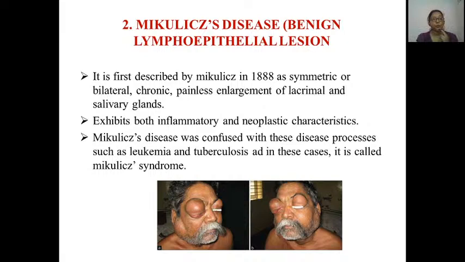The second autoimmune disorder is Mikulicz's disease or the benign lymphoepithelial lesion. It was first described by Mikulicz in 1888 as a symmetric or bilateral chronic painless enlargement of lacrimal or salivary glands. Here we can see enlargement of the lacrimal or the salivary gland. The image shows the enlargement of the lacrimal glands, which exhibits both inflammatory and neoplastic characteristics. This disease was confused with various other diseases such as leukemia or tuberculosis, and in that case it was known as Mikulicz syndrome.